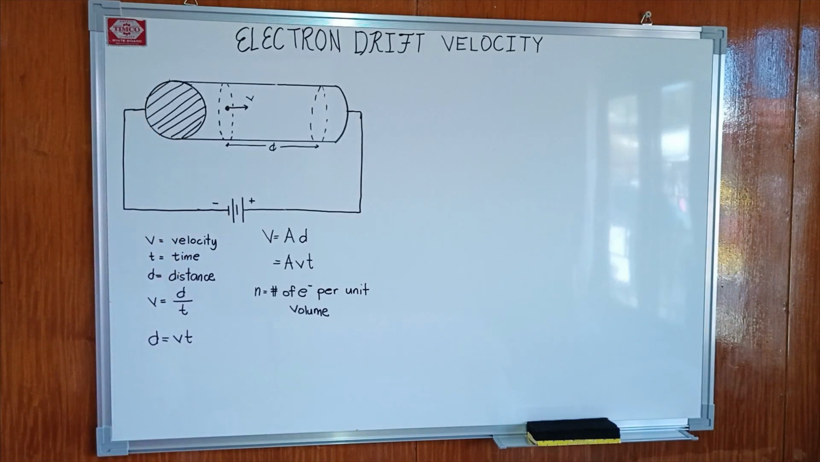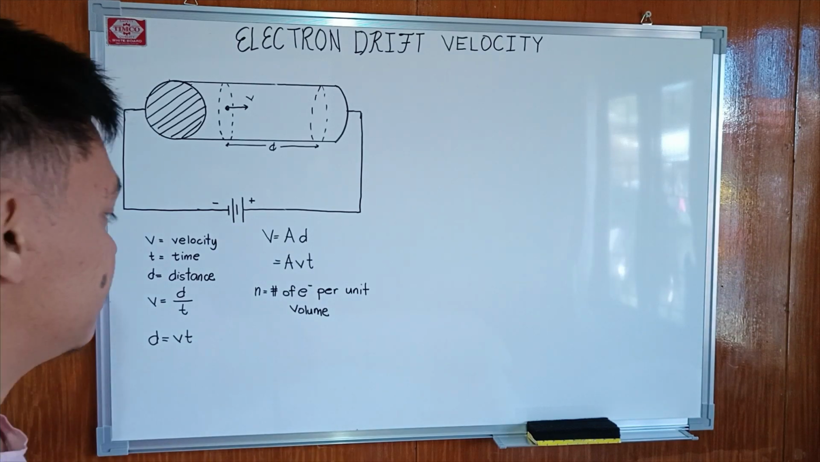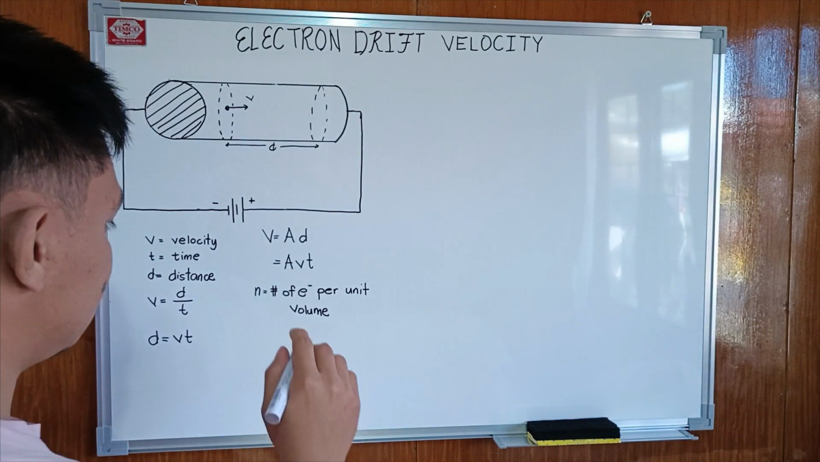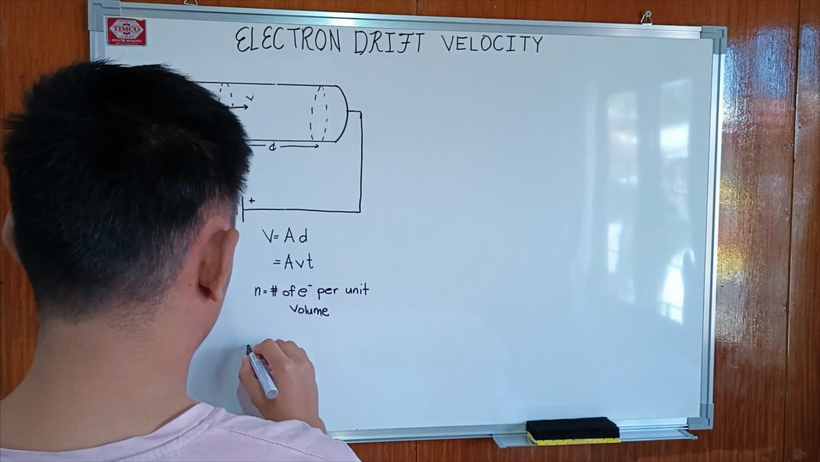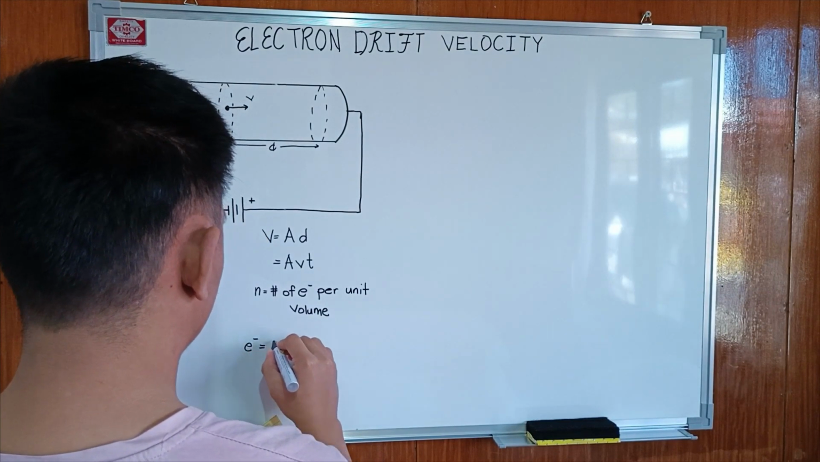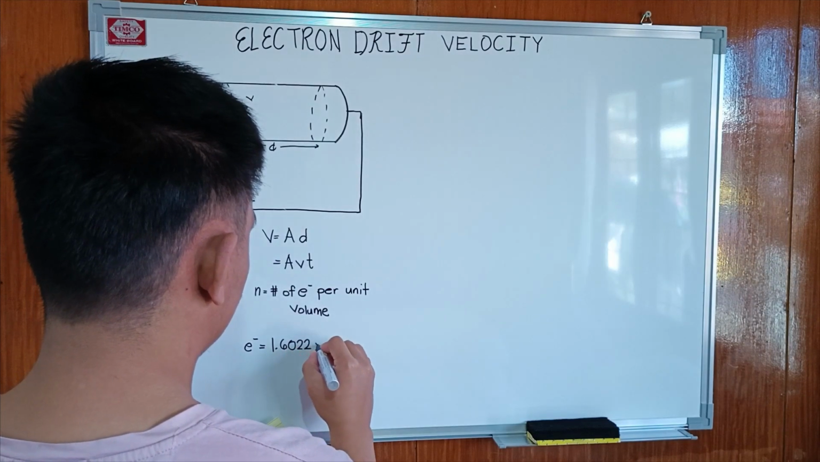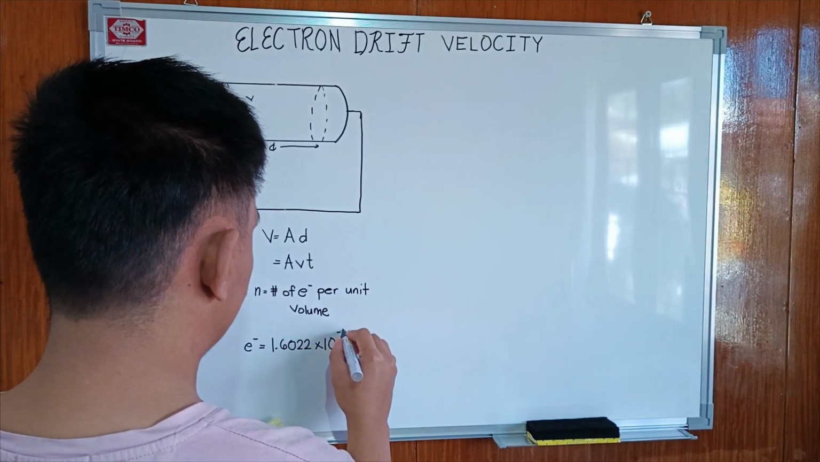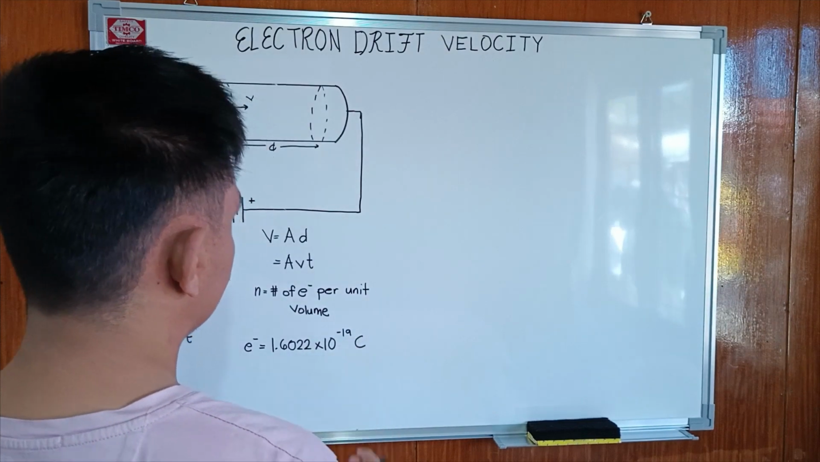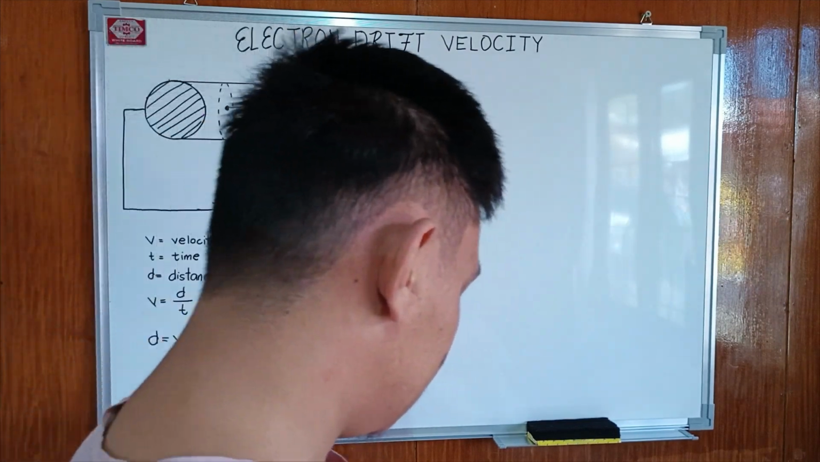And then, recall natin na ang charge ng isang electron, di ba? Charge ng isang electron is equal to 1.6022 times 10 raised to negative 19 coulombs.